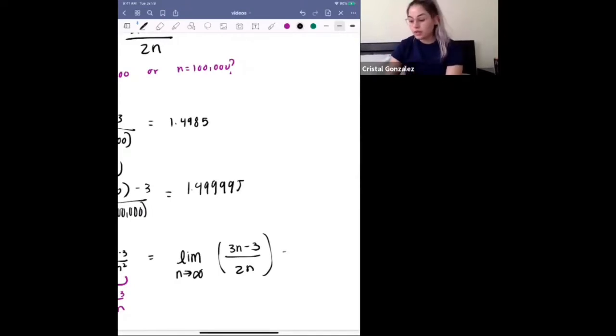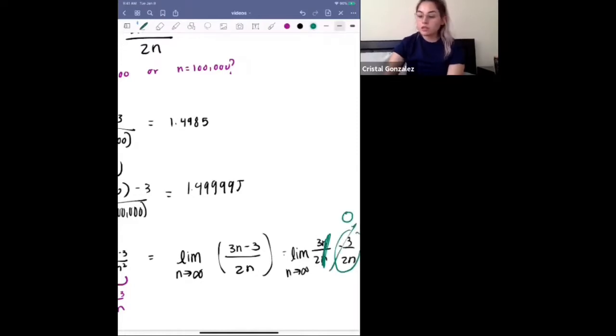So then we'll get the limit as n goes to infinity of 3n over 2n minus 3 over 2n. These will cancel out. And then here, as n goes to infinity, this goes to 0. So my answer here is 3 over 2, which is equal to 1.5.